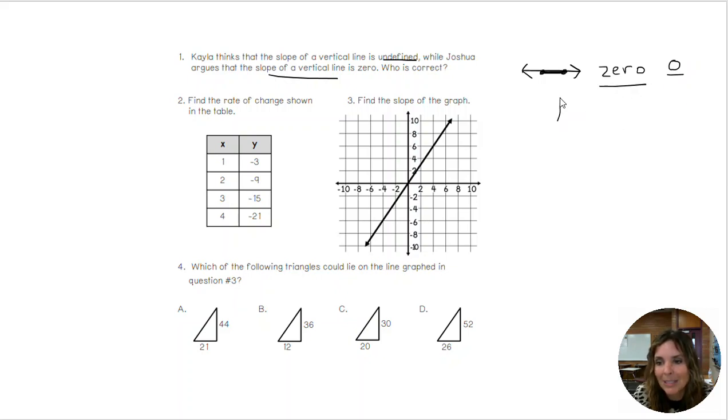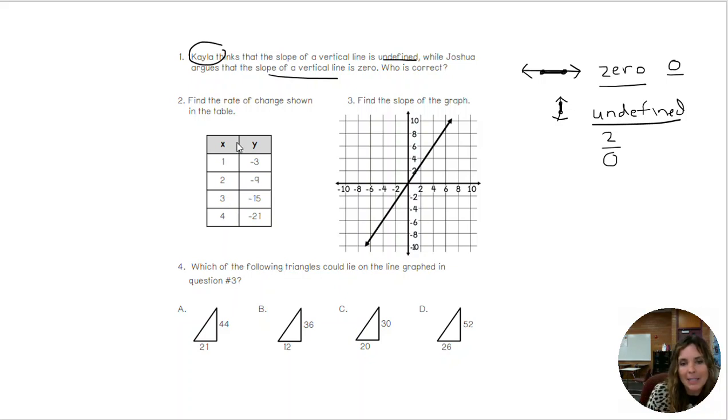So that leaves a vertical line, and a vertical line is the one that has a slope that's undefined. Because when we talk about a vertical line, the vertical line has a rise, so it has a certain number on top of the fraction, but it doesn't have a run. See how in between these two, there's no left or right, so that makes the underneath of the fraction a 0, and that's how you get the undefined. Okay, so on this one, you should have said Kayla.